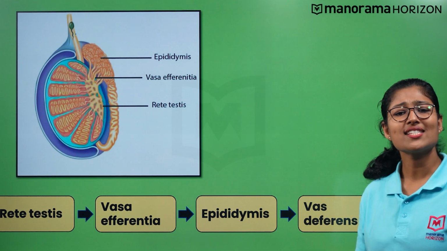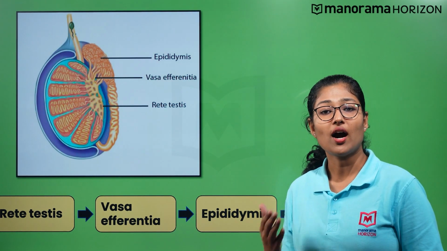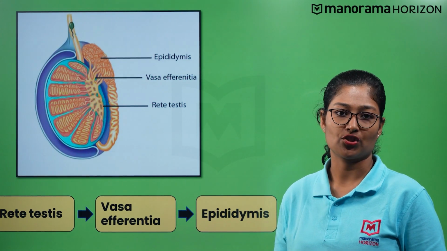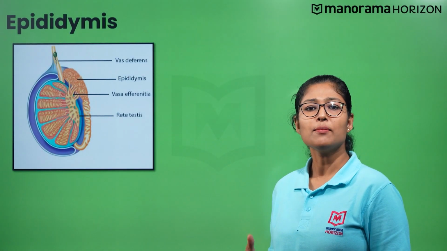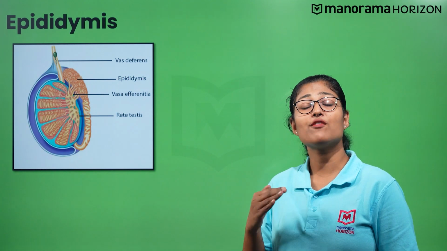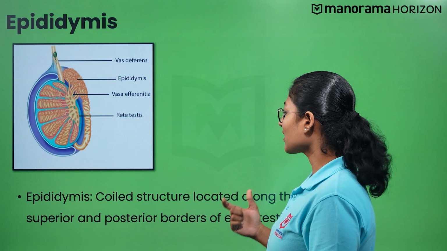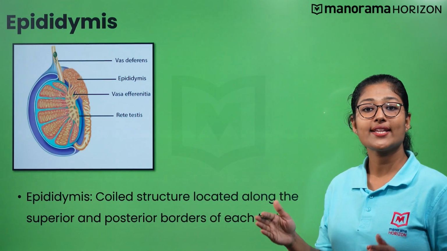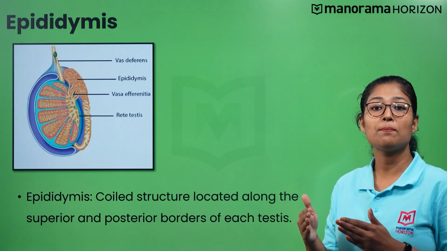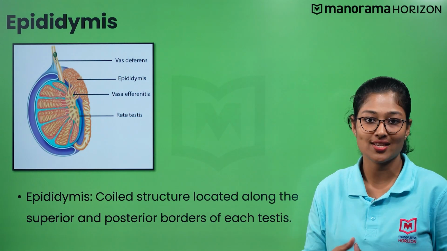So, what is the epididymis? What are its functions in reproduction? The term epididymis means above or over the testis. So, the epididymis is a coiled structure located along the superior and the posterior border of each testis.